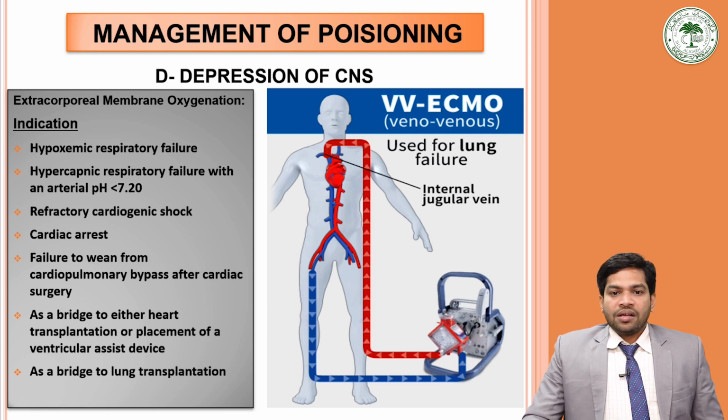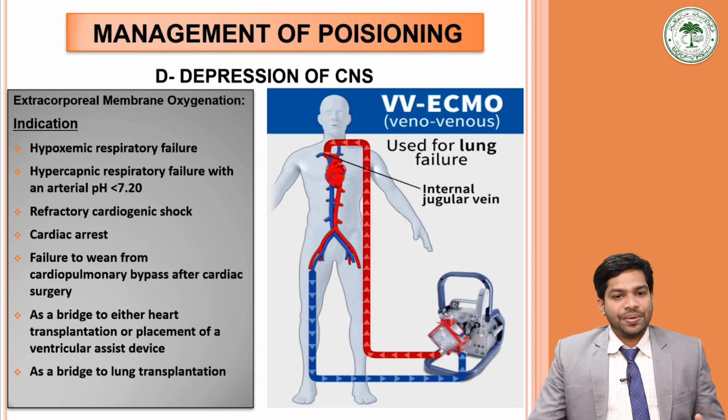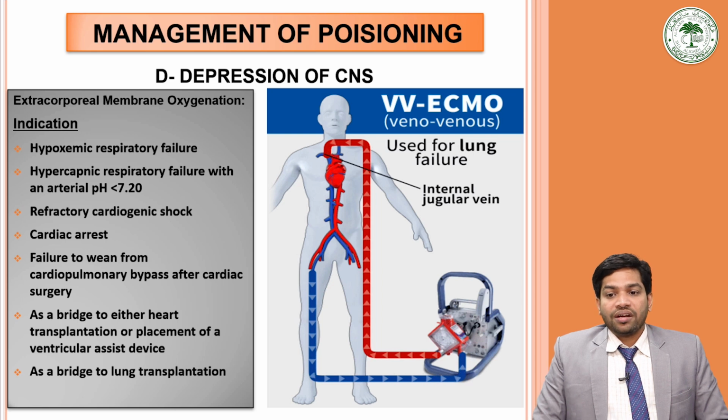Indications for the ECMO are hypoxic respiratory failure, hypercapnic respiratory failure with arterial pH less than 7.20, refractory cardiogenic shock, cardiac arrests, failure to wean from the cardiopulmonary bypass after cardiac surgery, as a bridge to either heart transplantation or placement of a ventricular assist device, as a bridge to lung transplantation. These are all indications for the extracorporeal membrane oxygenation.